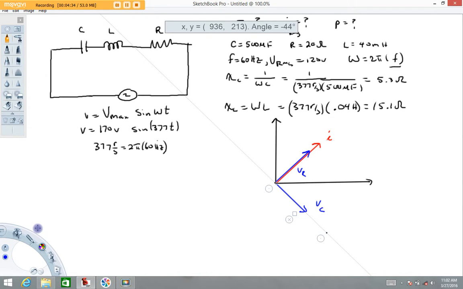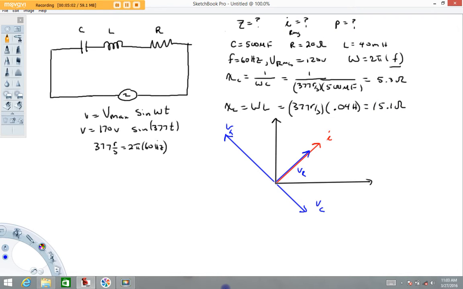All right, next, the inductor. Now remember, for the inductor, the current lags the voltage, or another way to say that is the voltage leads the current for the inductor. So in this picture, the inductor's voltage would be something like this. There's my voltage for the inductor. Now, I know this one's going to be larger because the inductor has the much larger resistance across it.